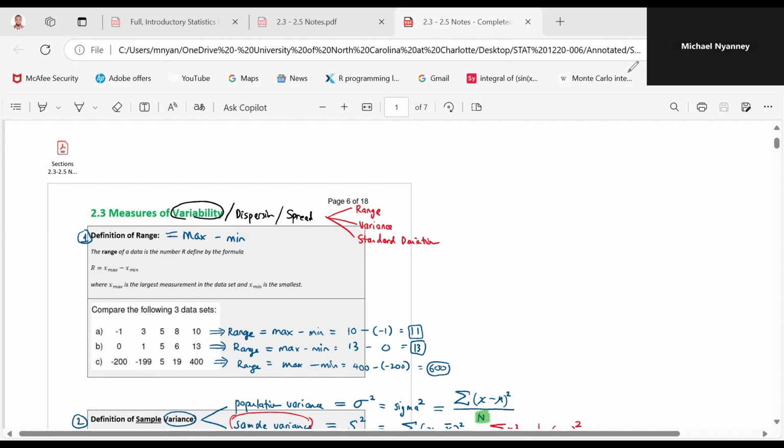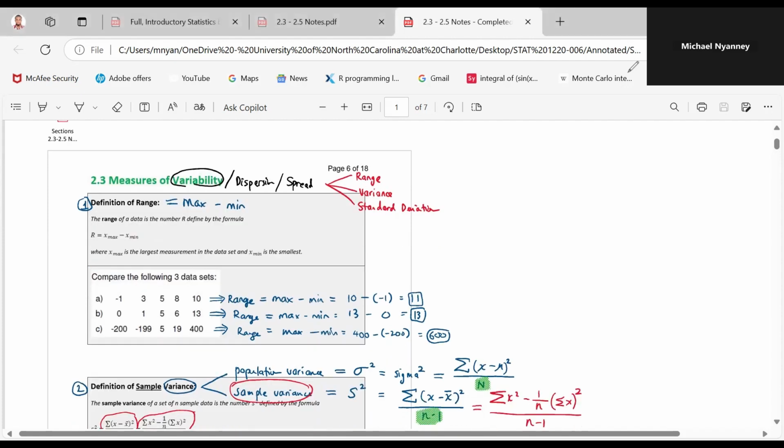By definition, the range is equal to the maximum minus the minimum. So if you have a data set, locate your maximum, locate your minimum, and take their difference. Then you get what? The range. Note that the minus is there for the range. So if your minimum is negative, still bring the negative minimum and keep the minus in the definition of the range.